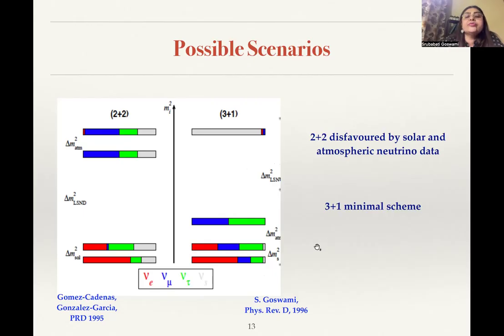The other scenario which people studied after the LSND results came was the 3+1 scenario, in which a single sterile neutrino is added. The solar and atmospheric neutrinos are the usual three flavor scenario. With that, one high scale sterile neutrino is added at the LSND scale, and that can affect the solar and atmospheric oscillations, but not too much. So this was the 3+1 scheme.